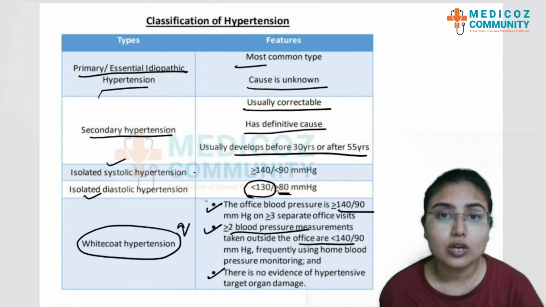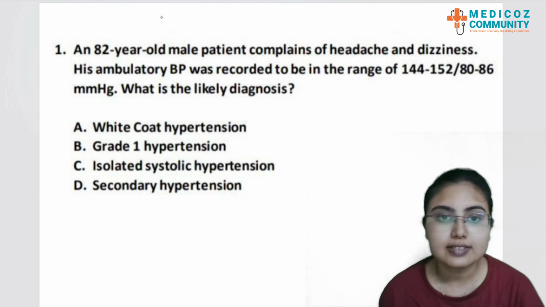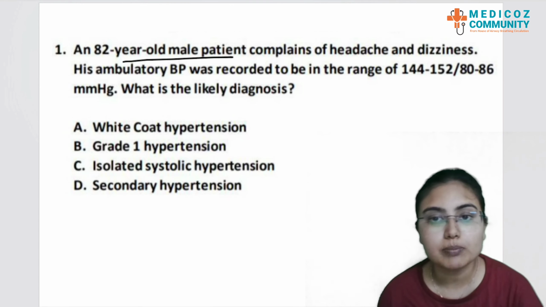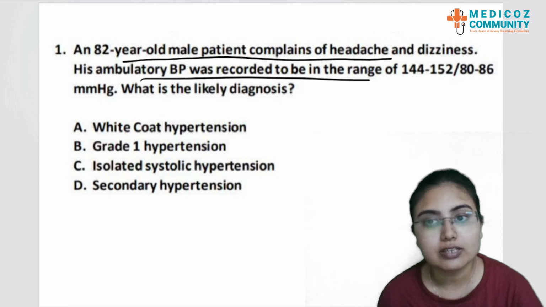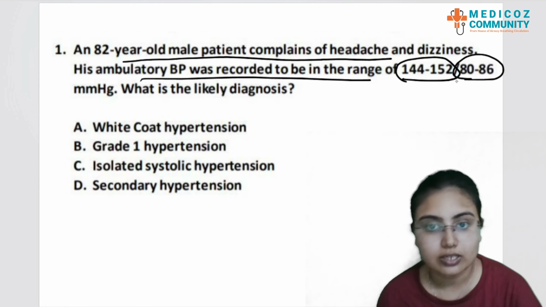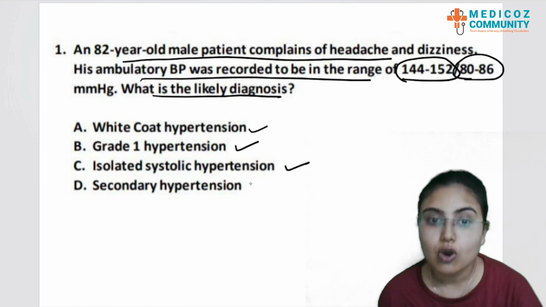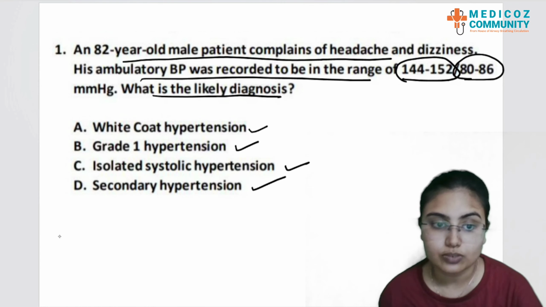Okay. So based on the concepts that we have learned today, let's try to solve some MCQs. The first is an 82-year-old male patient who complains of headache and dizziness. His ambulatory BP was recorded to be in the range of 144 to 152 systolic and 80 to 86 diastolic. What is the likely diagnosis? Is it A, white coat hypertension, B, grade 1 hypertension, C, isolated systolic hypertension, or D, secondary hypertension?